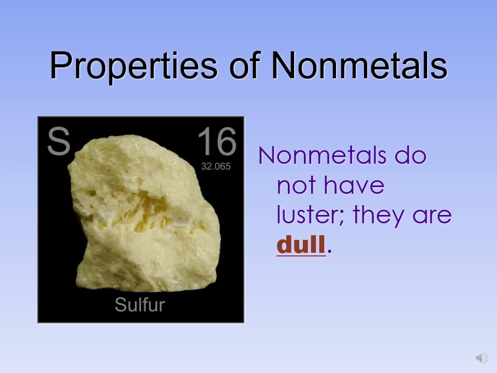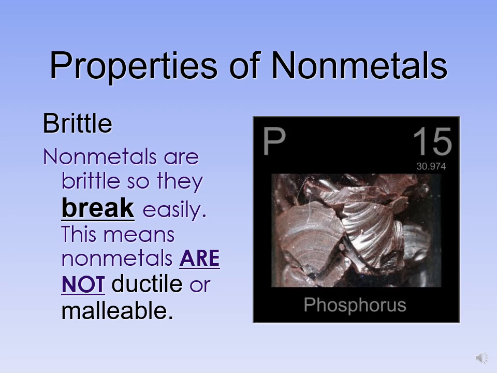So what are the properties? Well, unlike the metals, most of the nonmetals are dull in luster. They're not shiny. They tend to be brittle. That means that if you basically apply force, they will crack and break into pieces. And because of that fragile nature of the nonmetals, they're also not ductile or malleable. You can't turn them into wires, and you can't hammer them out into thin sheets. They just crumble under the pressure.